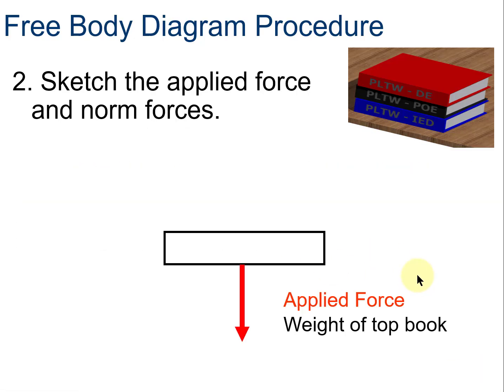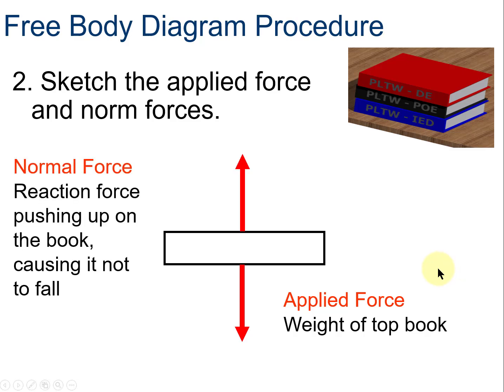So we've got the applied force, and we're going to obviously have that going down. That's the weight of the book. That's applied by the Earth, I suppose. And then we've got this normal force. It's a reaction force pushing up on the book, causing it not to fall. And it's a contact force, and it's caused by the black book in the middle.